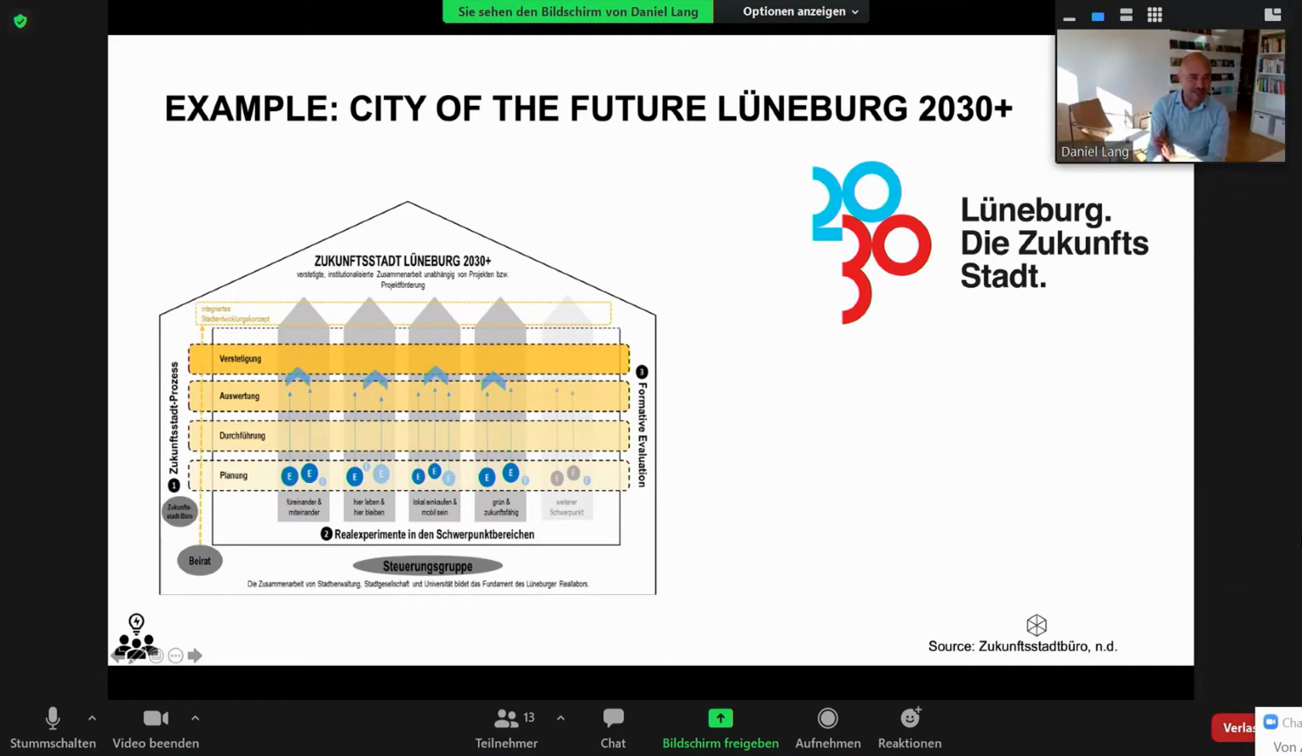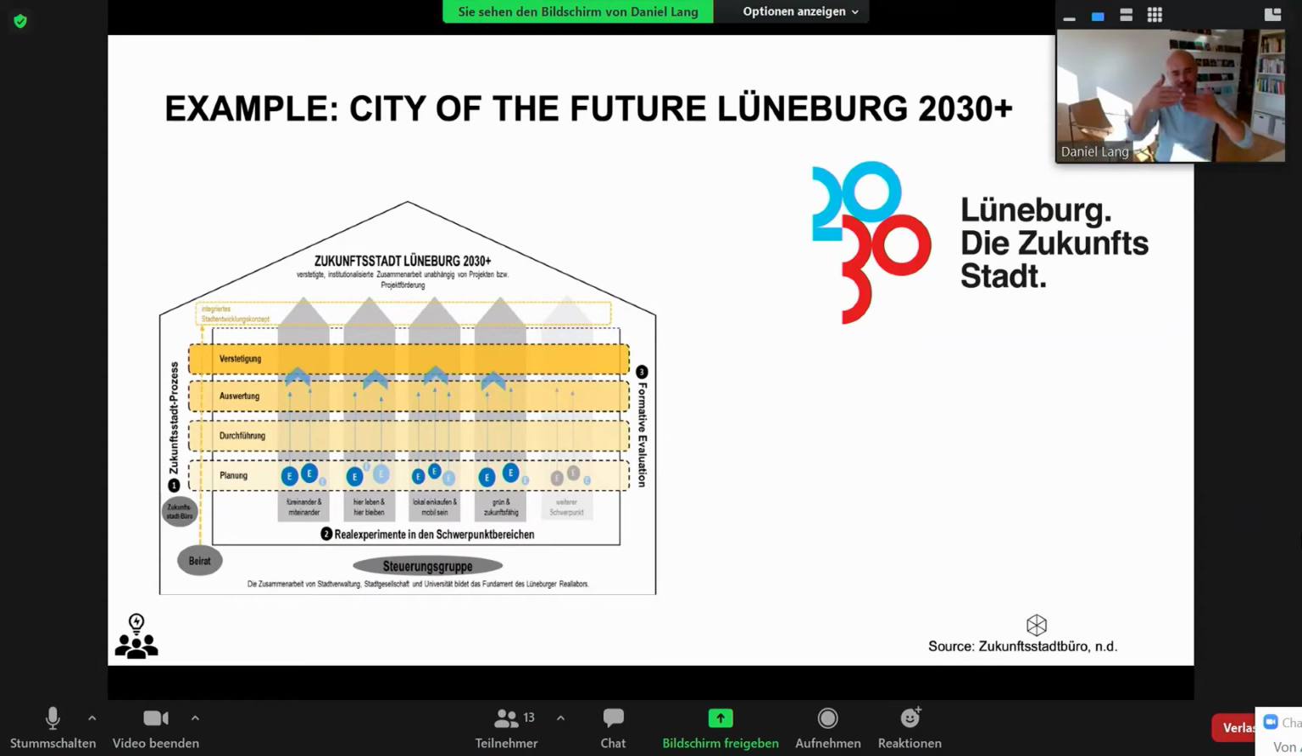But you see here, these are the experiments. That means in total we have 15 experiments, where we have a structure of planning, then conducting the experiments, evaluating the experiments, and then asking the question: how could this be continued for a longer period of time? And this feeds then into the creation of an integrated master plan for the city.